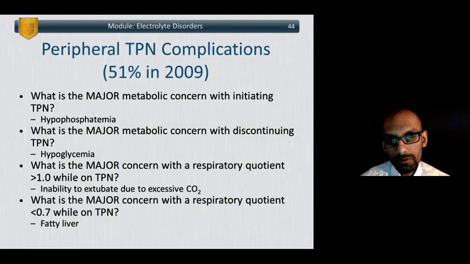If your quotient is much higher than 1 while you're on TPN, that is very suspicious for excessive CO2 production because of large carbohydrate loads being converted to CO2, okay?